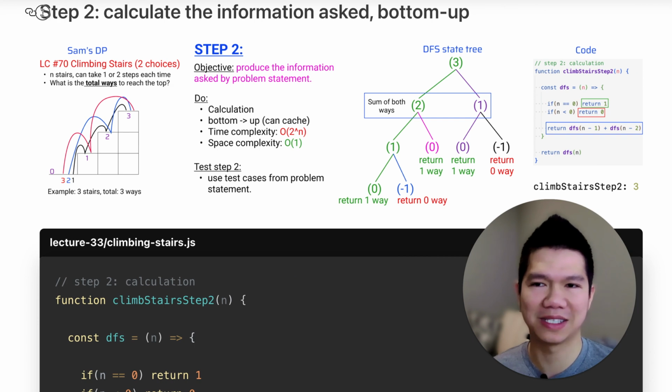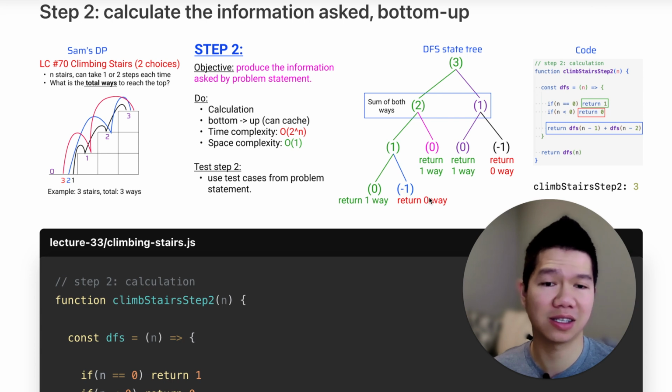Next, SESV step 2. We're going to calculate the information asked by the problem statement bottom up. This should be very straightforward after we have the tree. So when we look at our tree, whenever we hit 0, that is one way. If we hit non-zero, that is not a way. So basically we just sum up all the ways that we can reach 0.